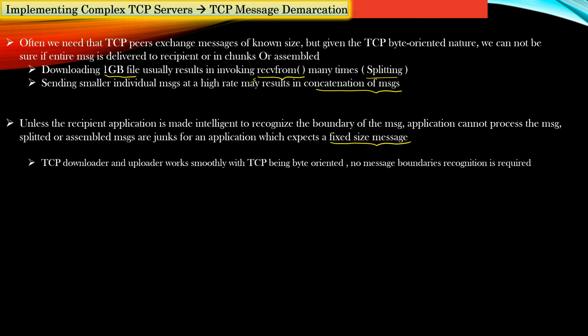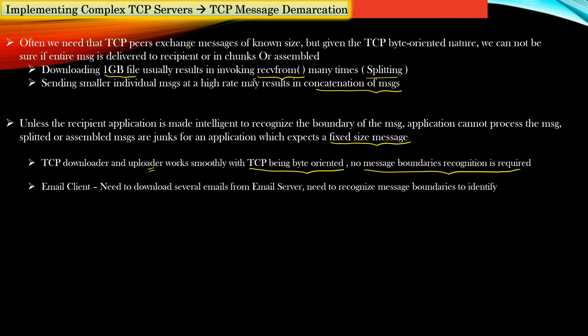So for example, a TCP downloader or uploader just works smoothly with TCP being byte-oriented. The downloader or uploader kind of software does not have to recognize the message boundaries. Alright, they just upload or download the entire file.